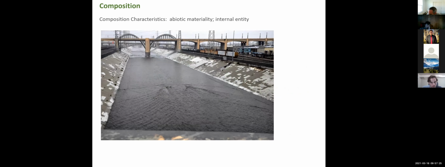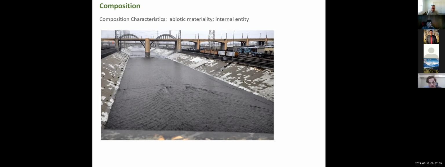The composition of the corridor refers to its abiotic materiality. When you have a naturalized corridor, that's typically going to consist of soil and bedrock, but in a man-made corridor, the material substrate of the corridor, for example, may be concrete, like the example that we see in this channelized waterway. Does anyone know which channelized waterway we're looking at in this photo? Los Angeles? That is Los Angeles.